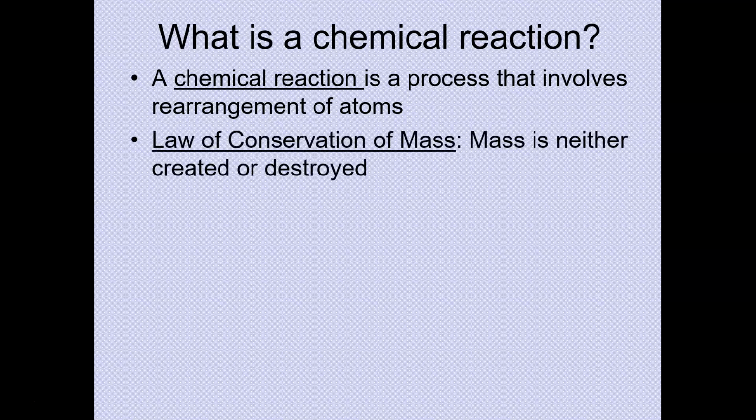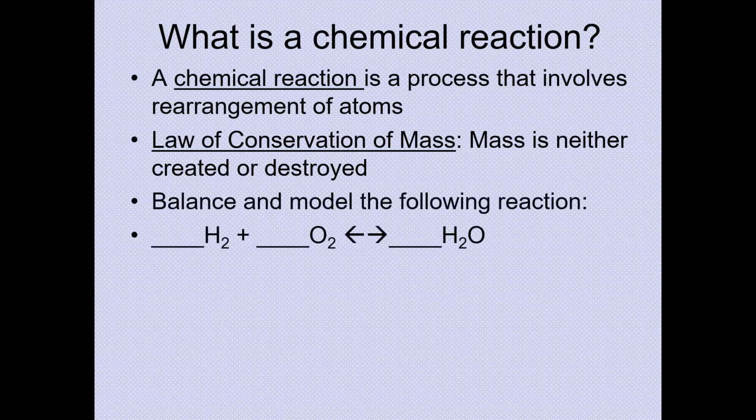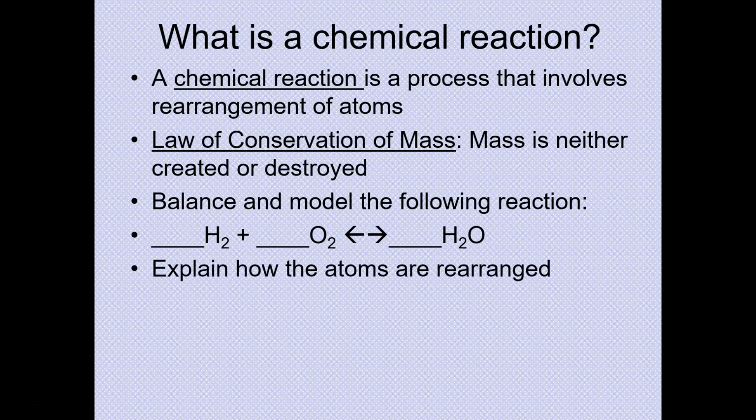The law of conservation of mass states that mass is neither created nor destroyed, meaning our mass has to remain constant, but it can change forms. So when we balance a chemical equation, we are maintaining the law of conservation of mass. It is explaining how the atoms are rearranged. If you need a refresher on balancing chemical equations, I recommend you go back and watch that lecture video, but it should be a skill that you still have.